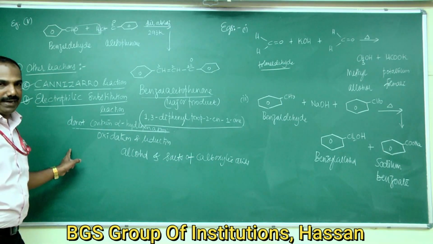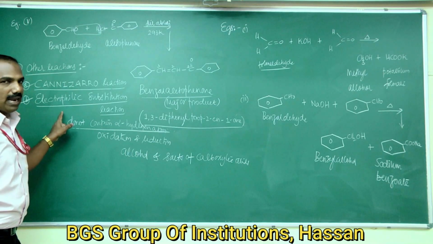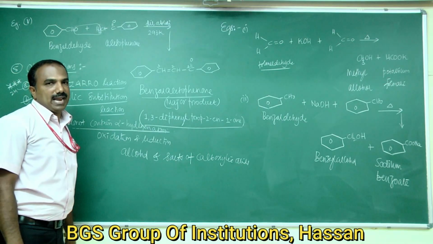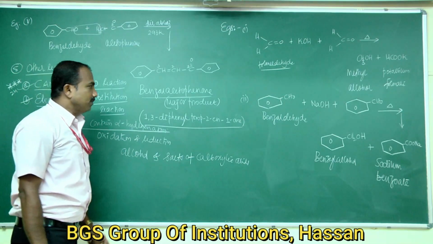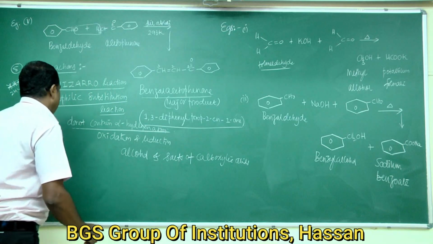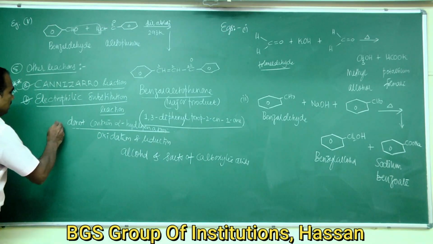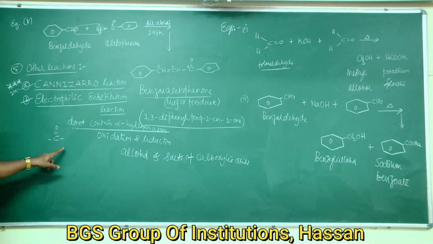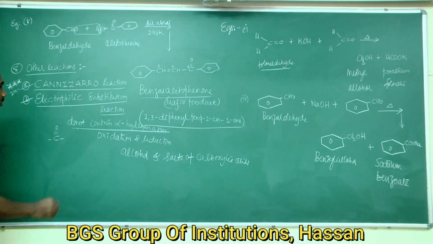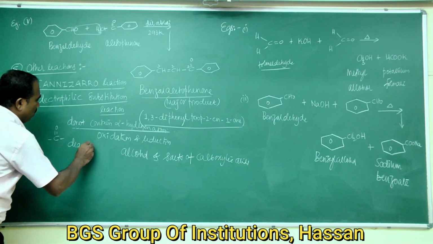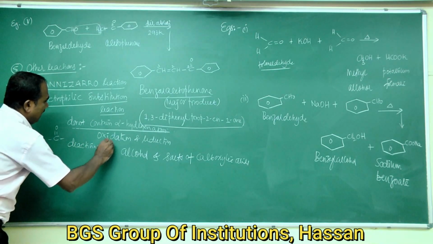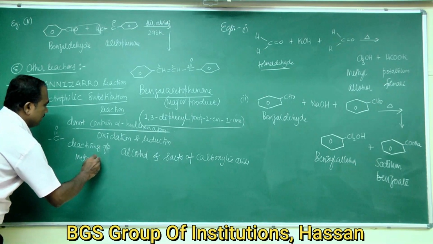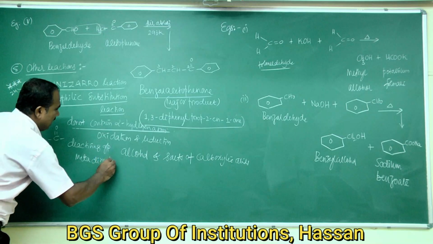Only aromatic, not aliphatic. Aromatic aldehydes as well as aromatic ketones undergo electrophilic substitution reaction, ESR, because the carbonyl group is a deactivating group. The C double bond O group is a deactivating group, and moreover it is a meta-directing group.